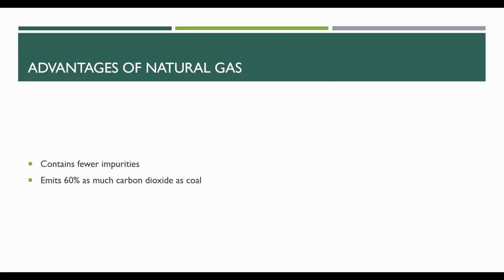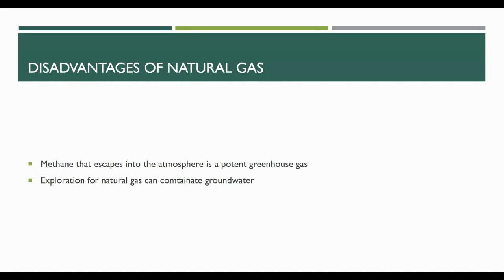Some advantages of natural gas are that it contains fewer impurities, and it only emits 60% as much carbon dioxide as coal. So we're doing a little bit better with our CO2 emissions using natural gas. Disadvantages of natural gas are that when methane escapes into the atmosphere, that's an issue because methane is a potent greenhouse gas. And the other issue is that as we are exploring for places where there might be natural gas, the groundwater can become contaminated. Pretty serious issue there.